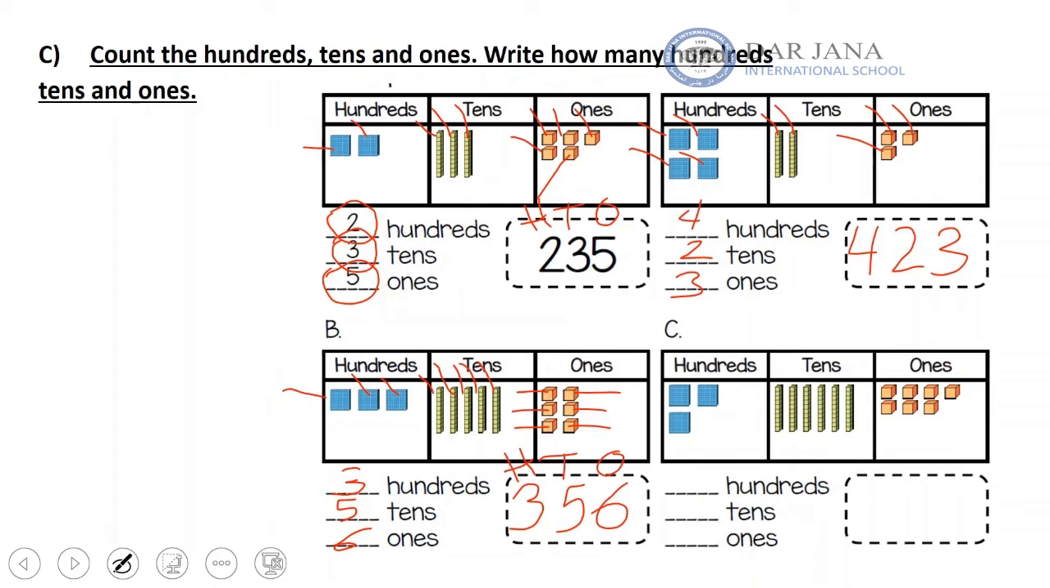Now, question number C. Let's count the hundreds. 1, 2, 3. I have 3 hundreds. How many tens? 1, 2, 3, 4, 5, 6. I have 6 tens. How many ones? 1, 2, 3, 4, 5, 6, 7. 7 ones. So I have 367. Very good. Next.